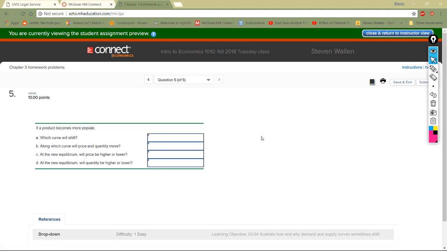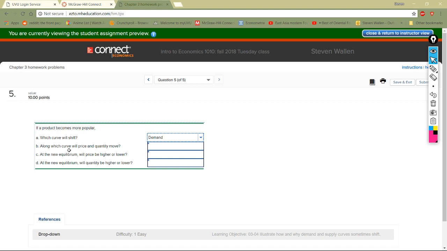All right, if a product becomes more popular, which curve will shift? Well, if it becomes more popular, that's going to affect people's tastes, and tastes affect trends and demand, okay? Now, if somehow we got cheaper resources or better technology or something happened that affect our supply chain, then we'd see a shift in supply, right? But in this case, it's just people wanting something more, so it's going to shift the demand curve.